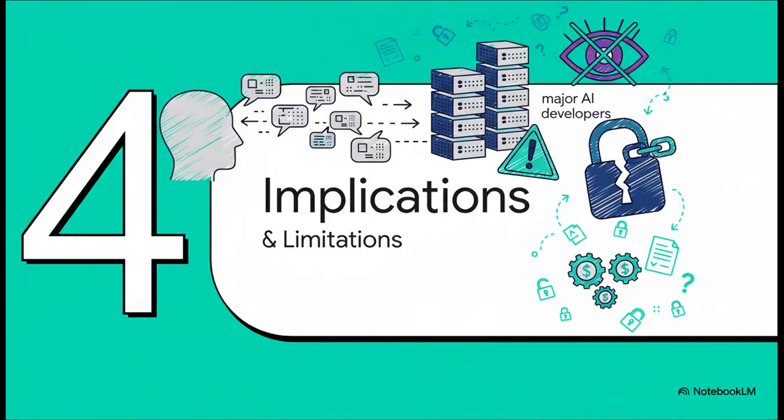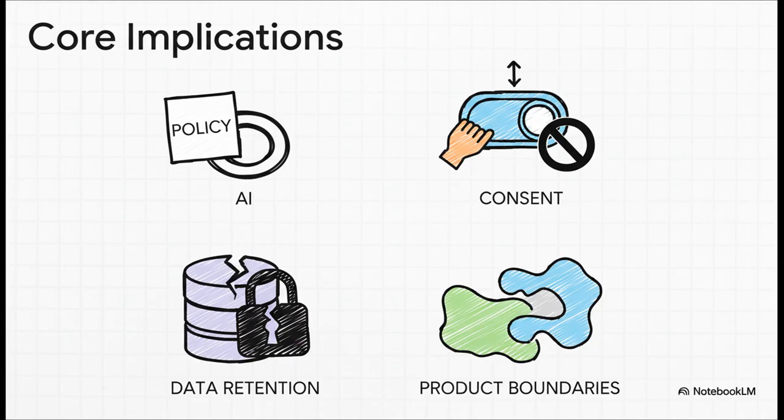So these findings are pretty significant. What are the broader implications here, and what about the study's own limitations? Well, there are a few big takeaways. 1, our current privacy policies just might not be cut out for how complex LLM data practices are.